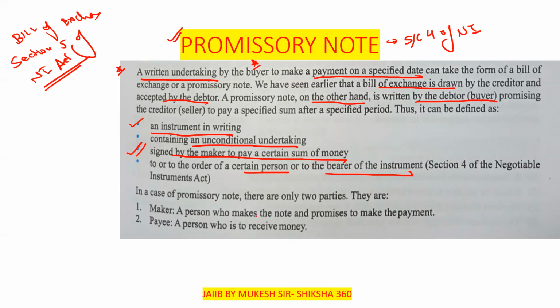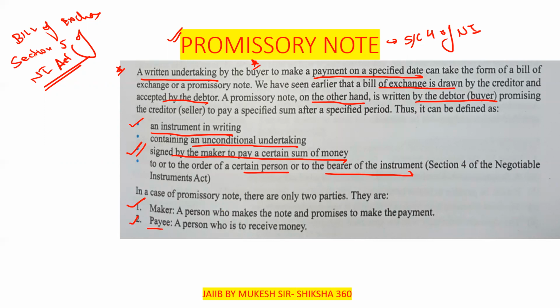In the case of a promissory note, there are only two parties. The first one is the maker, and the second one is the payee, clear? The maker is the person who makes the note and promises to make the payment. The payee is the person who is going to receive the money.